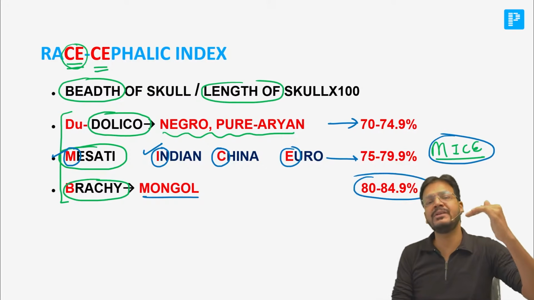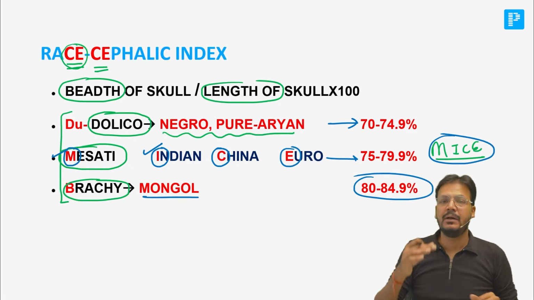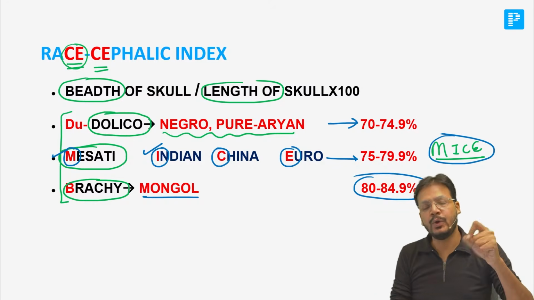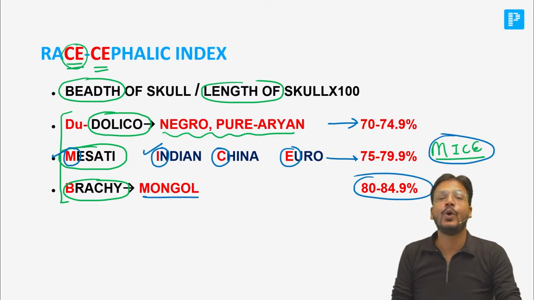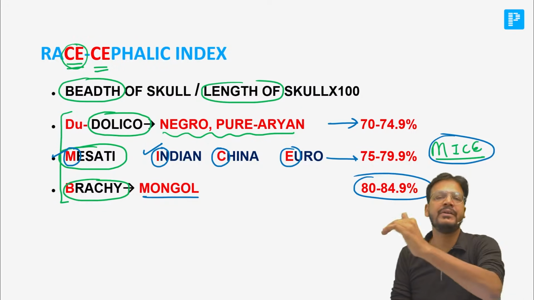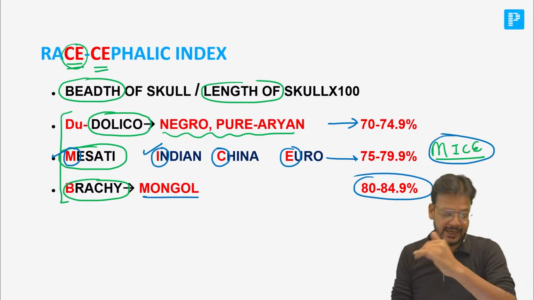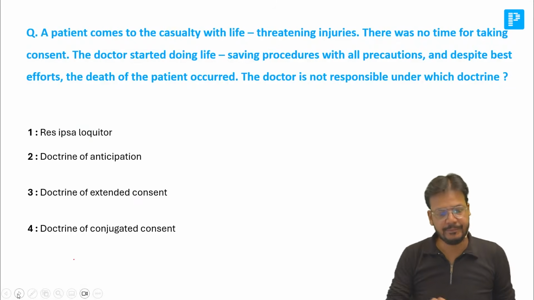So very simple trick, again I am telling you, दूध मिष्टान भंडार, breadth of skull divided by length of skull. दूध डोलिको, मिष्टान मेसेटी, इंडिया वाले मस्ती करते, चाइना वाले भी मस्ती करते, और मंगोल ब्रेकिसेफेलिक। Values 70 to 74.9, 75 to 79.9 and 80 to 84.9। बेटा हो गया क्लियर, इसमें गलती मत करना, that's very important.